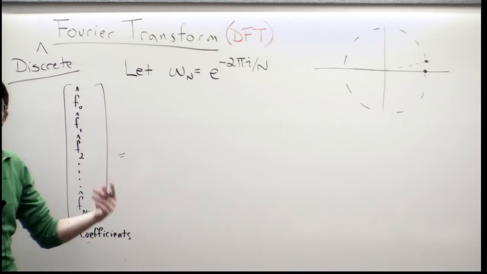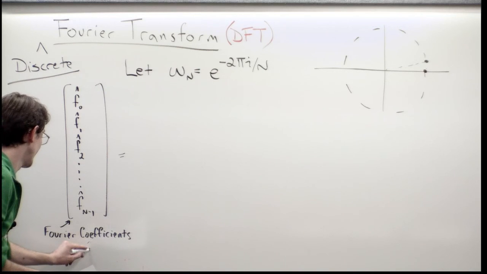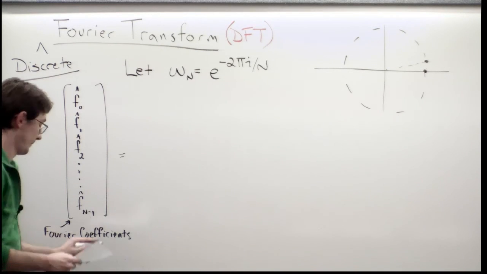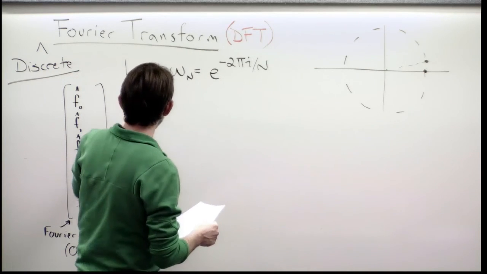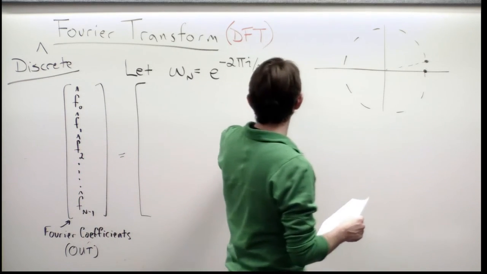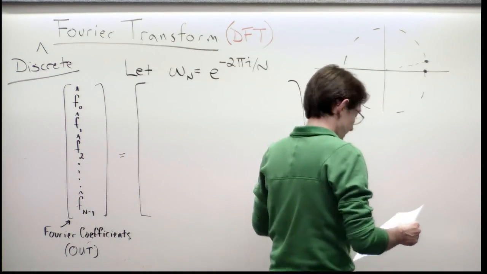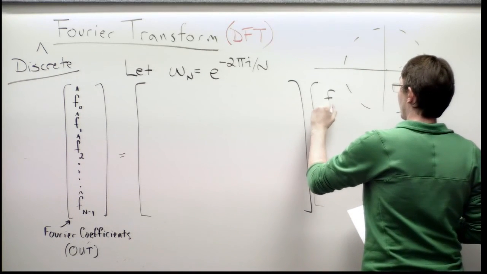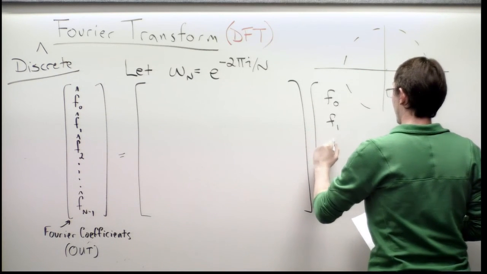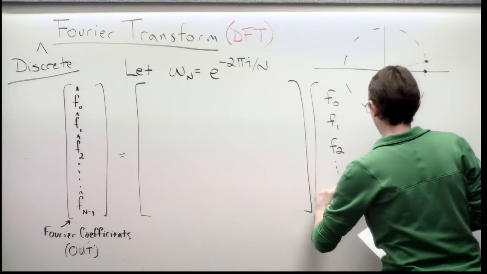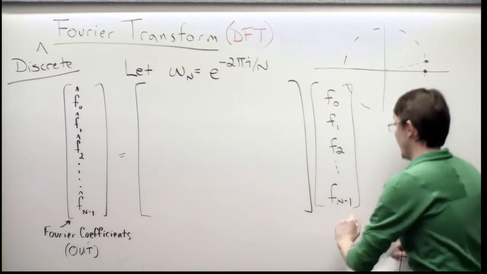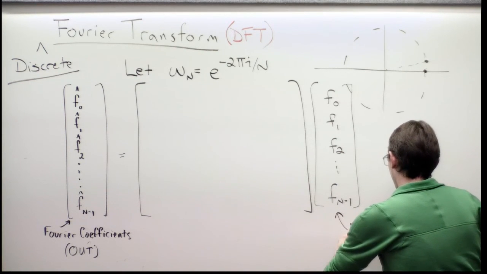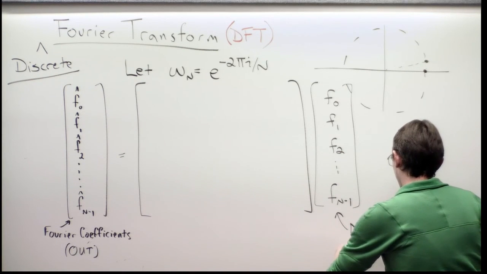And this is our output. This is what we want from our numerical method. And this is going to equal some big matrix, hopefully, times my data, f0, f1, f2, dot, dot, dot, to f n minus 1. Okay, so this is my data in.